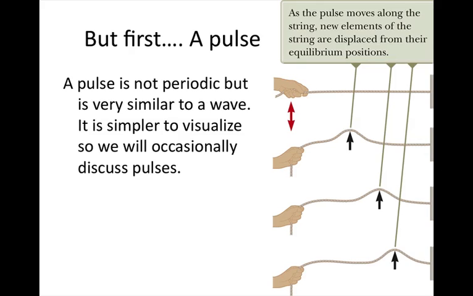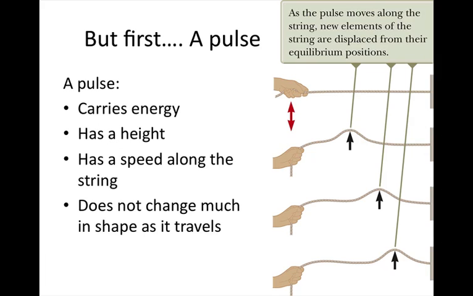First of all, we're going to consider a pulse. In a lot of our derivations, we're going to be using a pulse just because it's simpler than a wave. So a pulse is not periodic. That's the only thing it does not share with a wave, but it's very similar to a wave. It's simpler to visualize, and so we will occasionally discuss pulses. A pulse carries energy, it has a height, it has a speed along the string, and generally it does not change its shape much as it travels along the string.